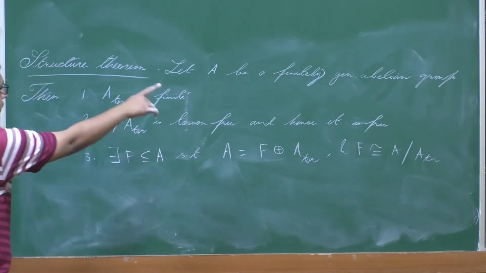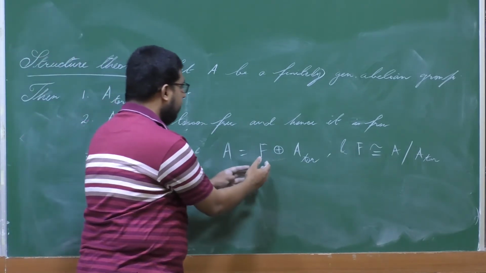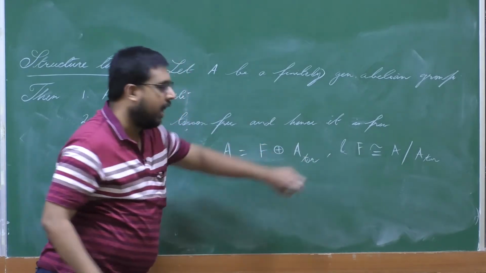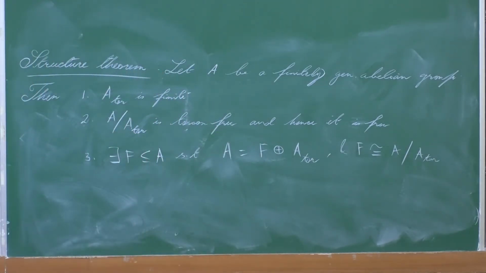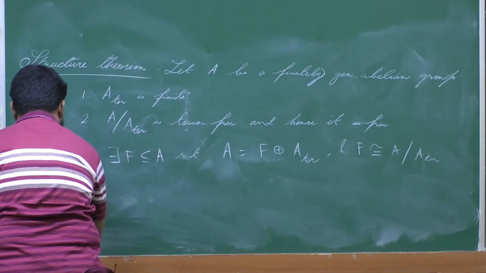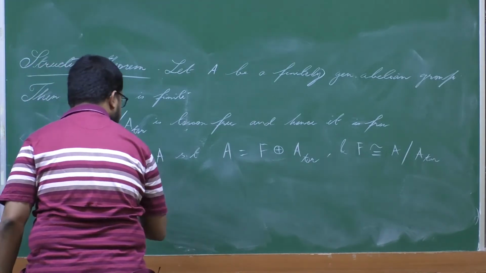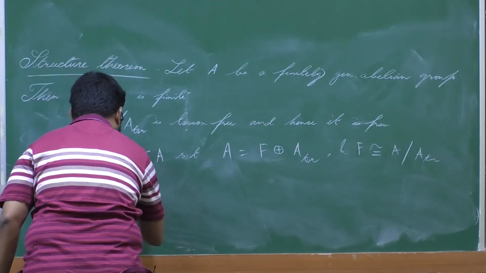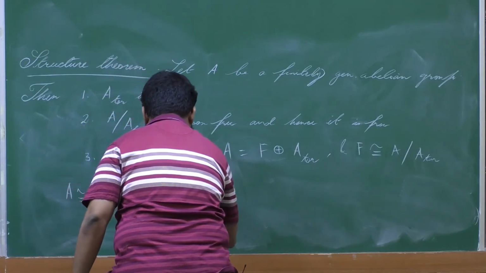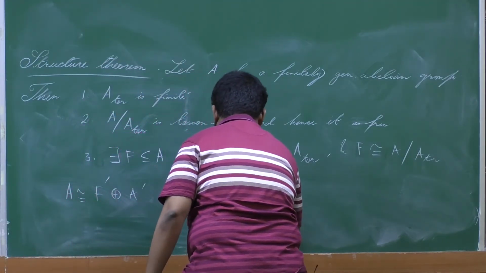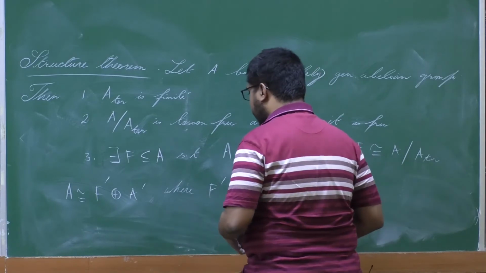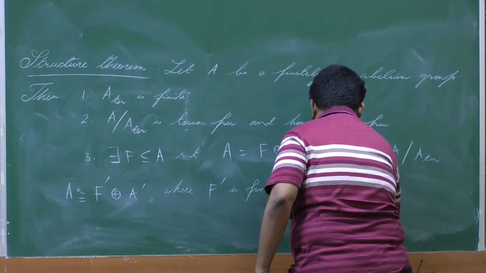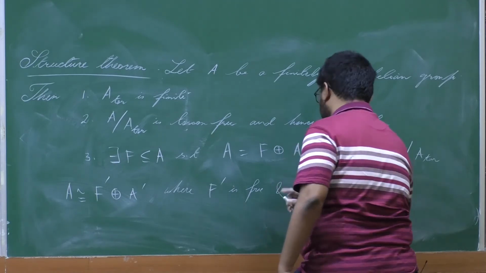Thus, we have seen that if you are given a finitely generated abelian group, then it can be decomposed like this. One part is called the torsion part of A, and the other is called the free part of A. Of course, this decomposition is also unique, which is a very obvious observation. Suppose A is isomorphic to F prime plus A prime, where F prime is free and A prime is a torsion group.